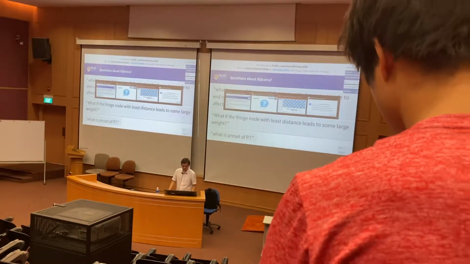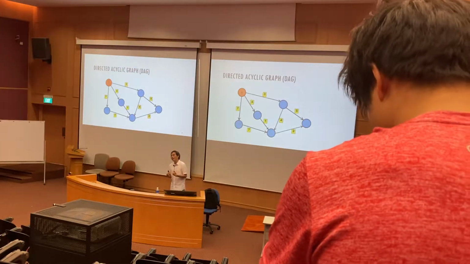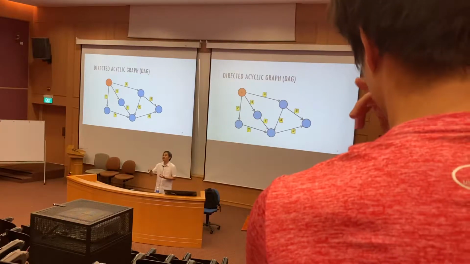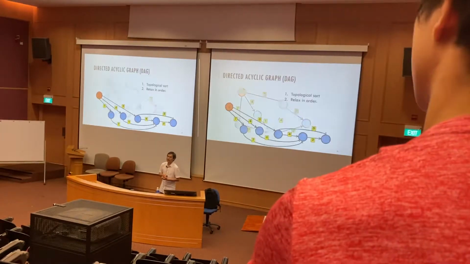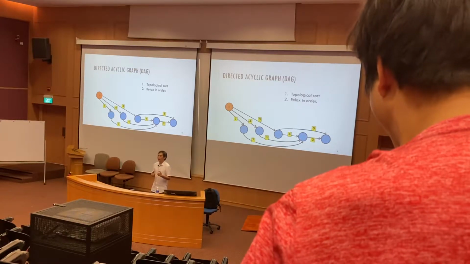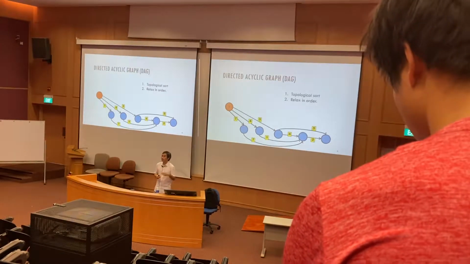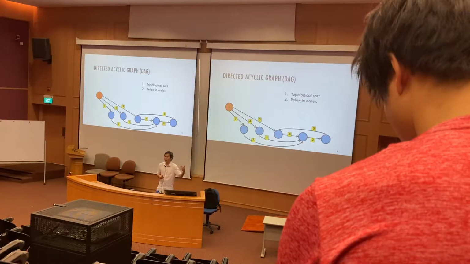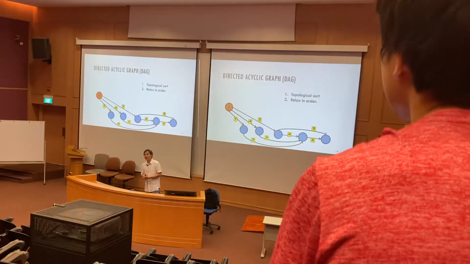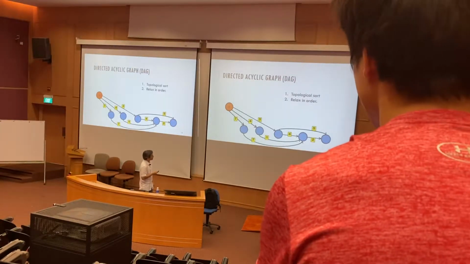Alright, so let's move on. Remember what a directed acyclic graph is? Directed acyclic graphs, or DAGs, have no cycles. The way we are going to solve single source shortest path on a DAG is to first use topological sorting to get an ordering of the nodes, and then relax them in order. So for example, if this was my DAG, I first do a topological sort.